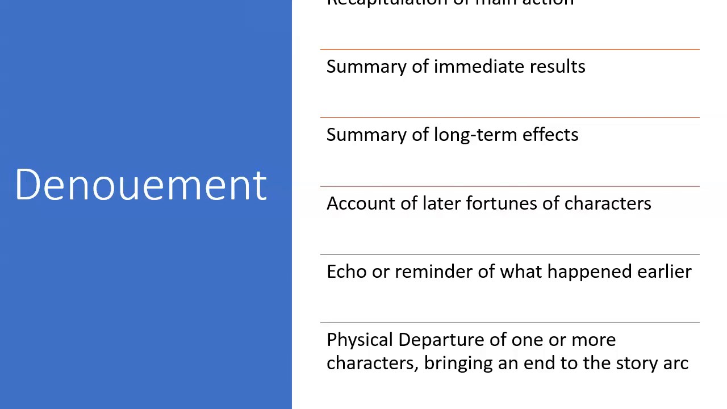The denouement, then, is the area in which we retell the story. We recapitulate the main action. We might summarize the immediate results of our story, or perhaps the long-term effects. We might recount the later fortunes of our characters. Or there might be an echo or reminder of what happened earlier, or a physical departure of one or more of the characters.